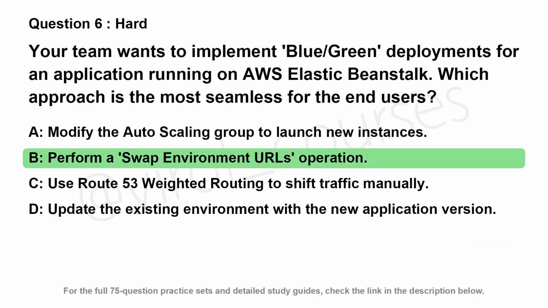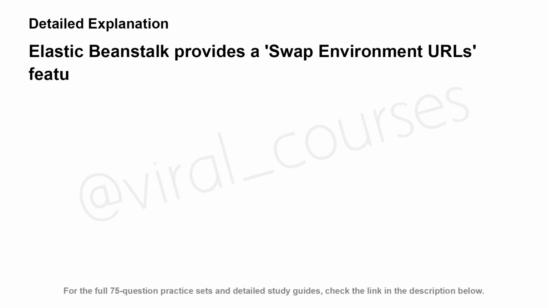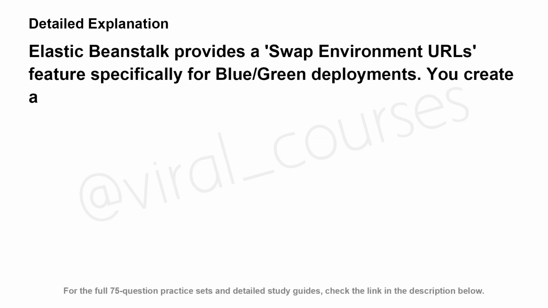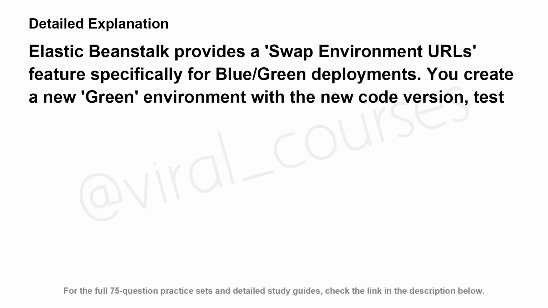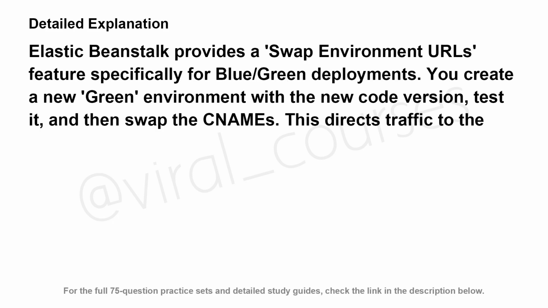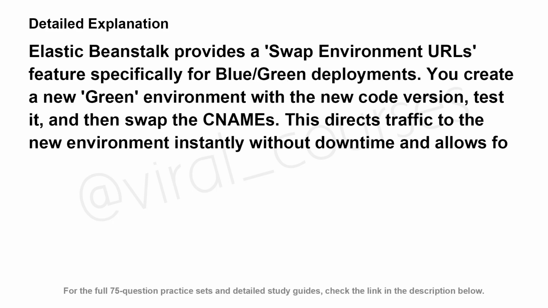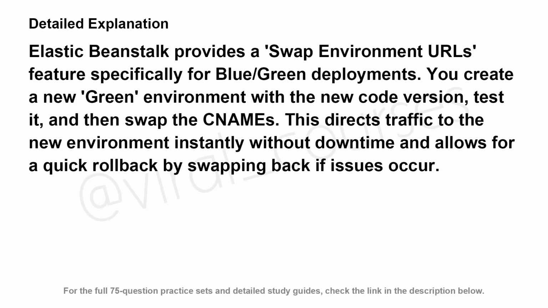The correct answer is B. Elastic Beanstalk provides a swap environment URLs feature specifically for blue-green deployments. You create a new green environment with the new code version, test it, and then swap the CNAMEs. This directs traffic to the new environment instantly without downtime and allows for a quick rollback by swapping back if issues occur.